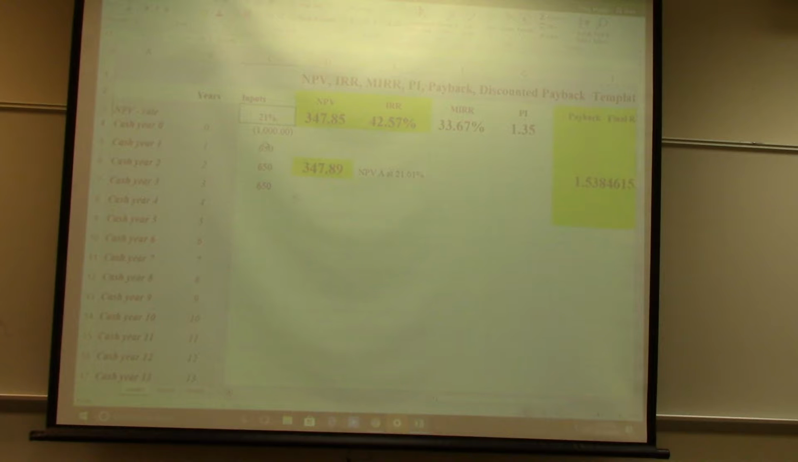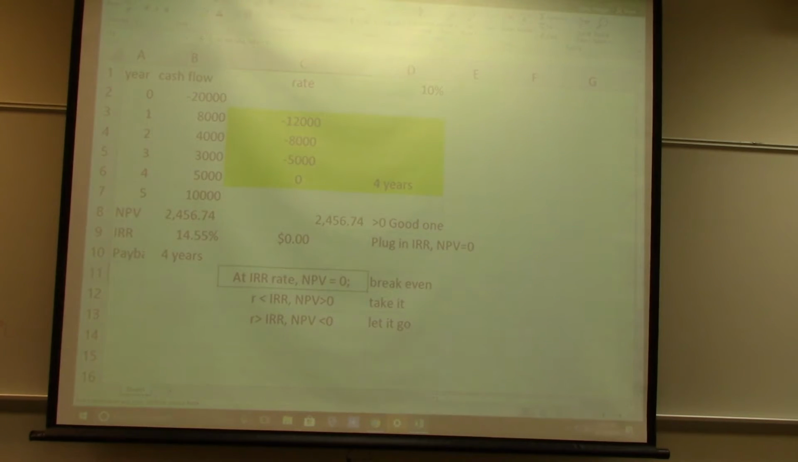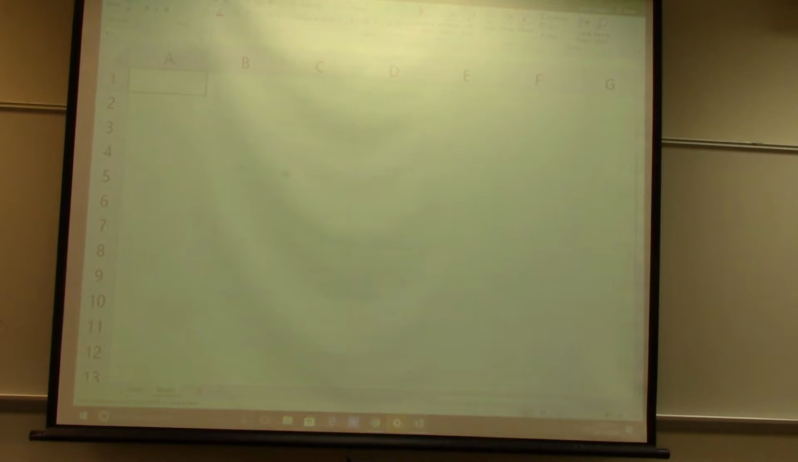Let's see, this is the one cash flow. You can draw an NPV profile. It's just putting NPV and the rate in one graph. Let's do project A and project B, and let's draw the NPV profile. Let's use different rates. Let's start from 10%.